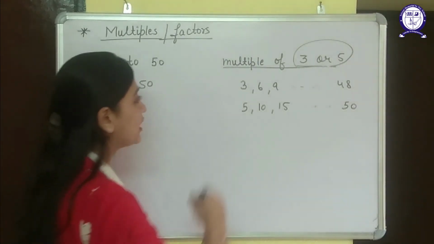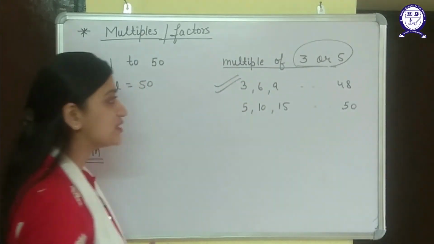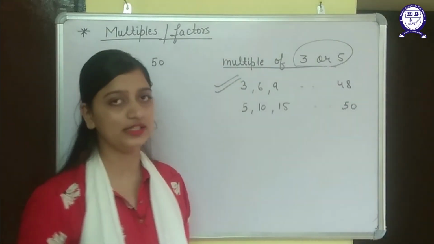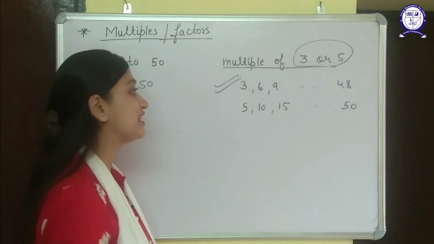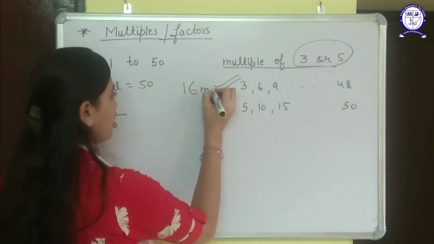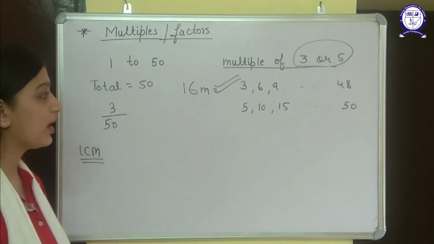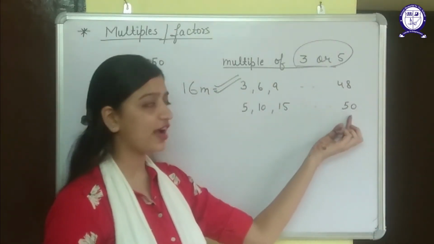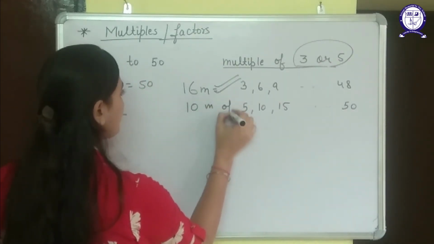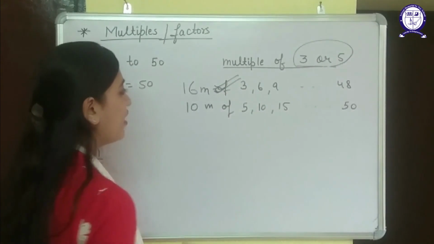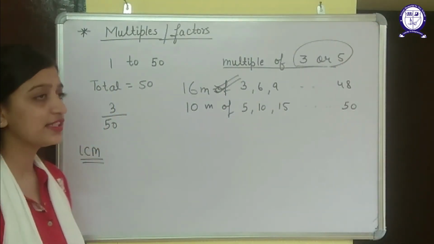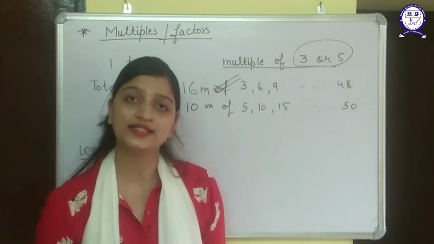If I take this, how many numbers are there? There is a way of finding it. Divide 48 by 3. It will be 16. So there are 16 multiples of 3. Okay. Now divide 50 by 5. It will be 10. So I will have 10 multiples of 5. Okay. But can you see that there are some numbers which are counted twice?